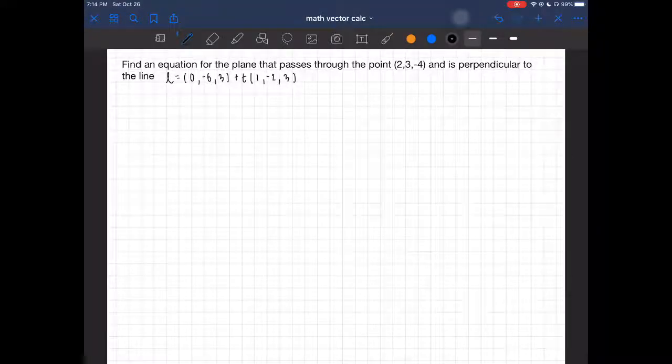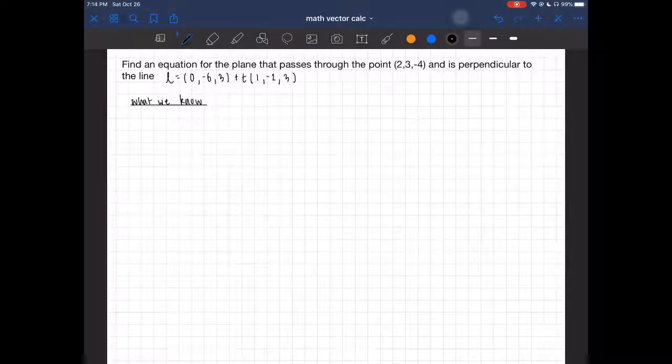So the question is, find an equation for the plane that passes through the point (2, 3, -4) and is perpendicular to the line L = (0, 6, 3) + t(1, -2, 3). So let us write down what we know.